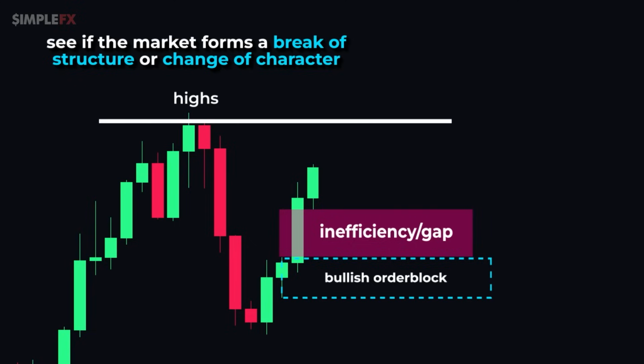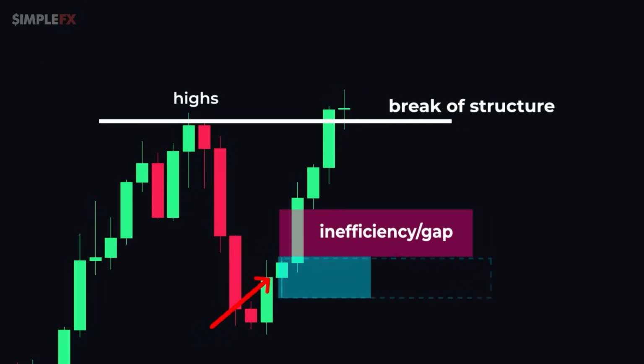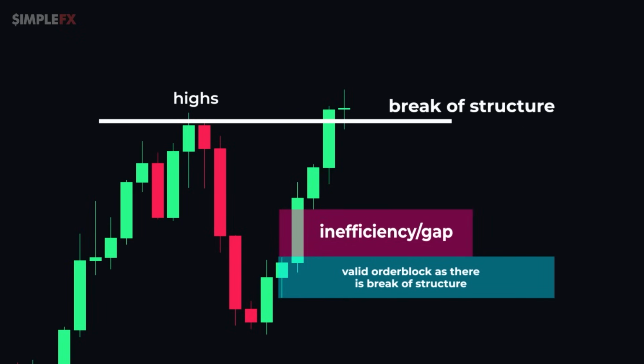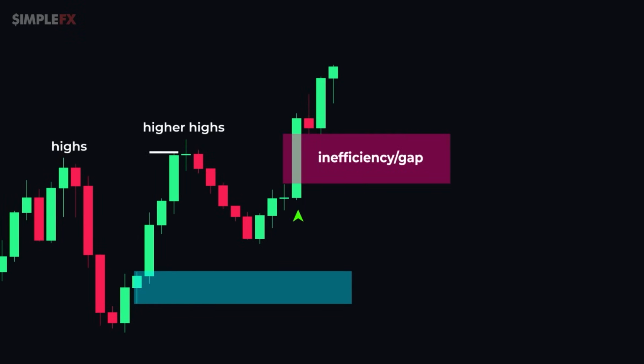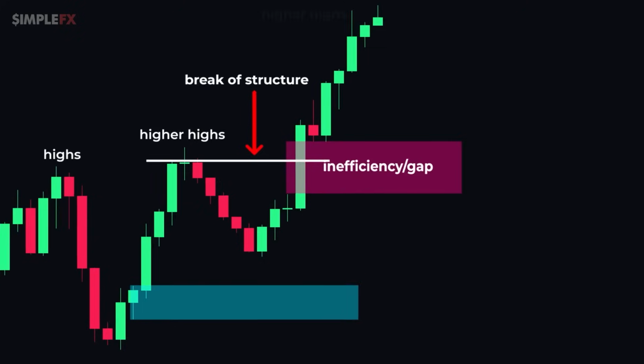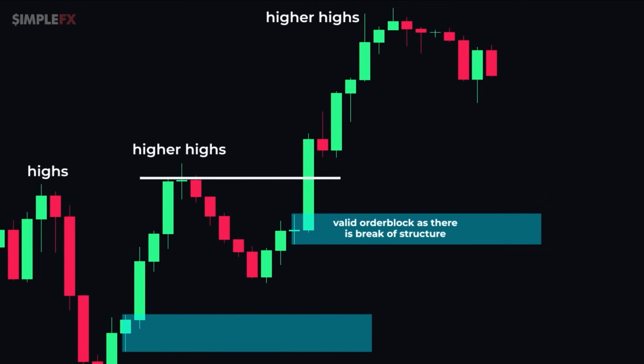Right here, we notice that the price hasn't yet formed a break of structure, as it hasn't broken these previous highs, so we wait for the price to develop further. Now, once the price does break this high, forming a break of structure, that's when we can draw our order block on the first candle before the inefficiency. And again, we see the price move significantly upward, coupled with inefficiency, followed by a break of structure as the price forms higher highs. So this makes it another valid order block that we can draw.